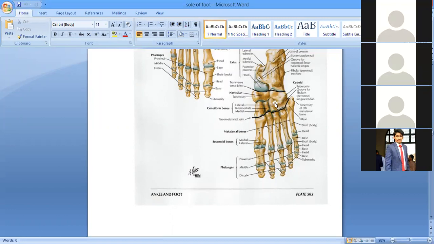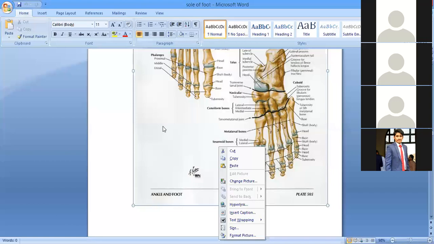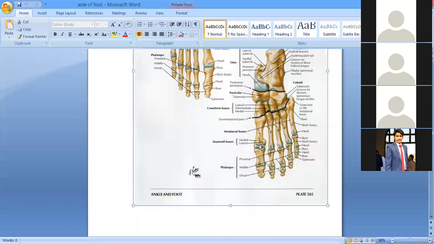And from here, the muscle runs like this and is going to be inserted over the lateral aspect of the base of the proximal phalanx of the big toe, having this sesamoid bone in between the tendon. As you can see, these two sesamoid bones are basically present in the tendons of the flexor hallucis brevis. Whereas the medial one is coming from the continuation of the tibialis posterior tendon.